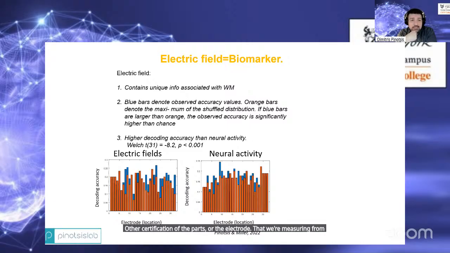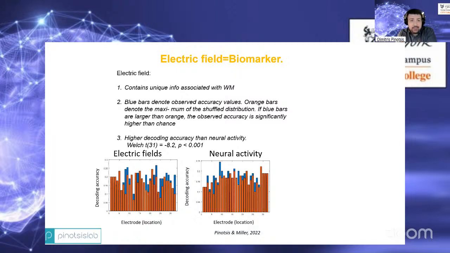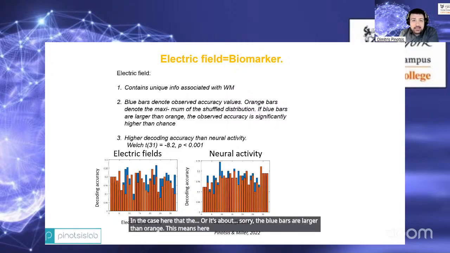And again, this is above chance. In the case here, the blue bars are larger than orange. This means that the observed accuracy is significantly higher than chance. So you see for a lot of locations this is the case, where blue is larger over here.